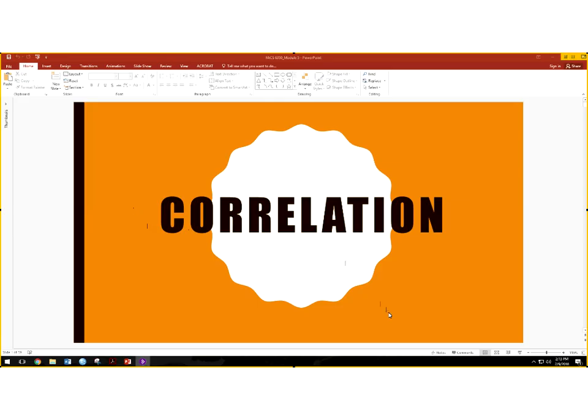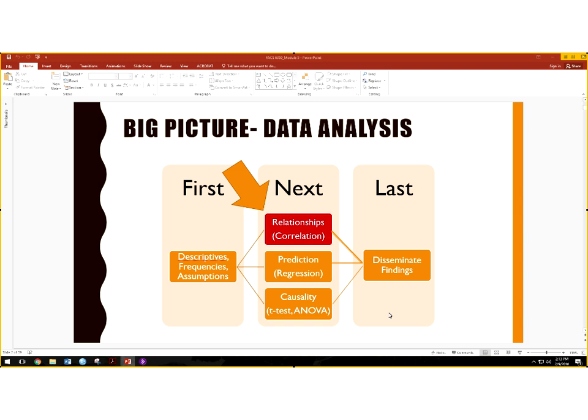Okay, so with correlation, the big picture here is that we have these descriptives, frequencies, and assumptions, and those are the very first things that we do, and so that's what we've been doing. The first thing that you always have to do anytime that you have a data set is to run the descriptives, just so that you can understand what you even have.